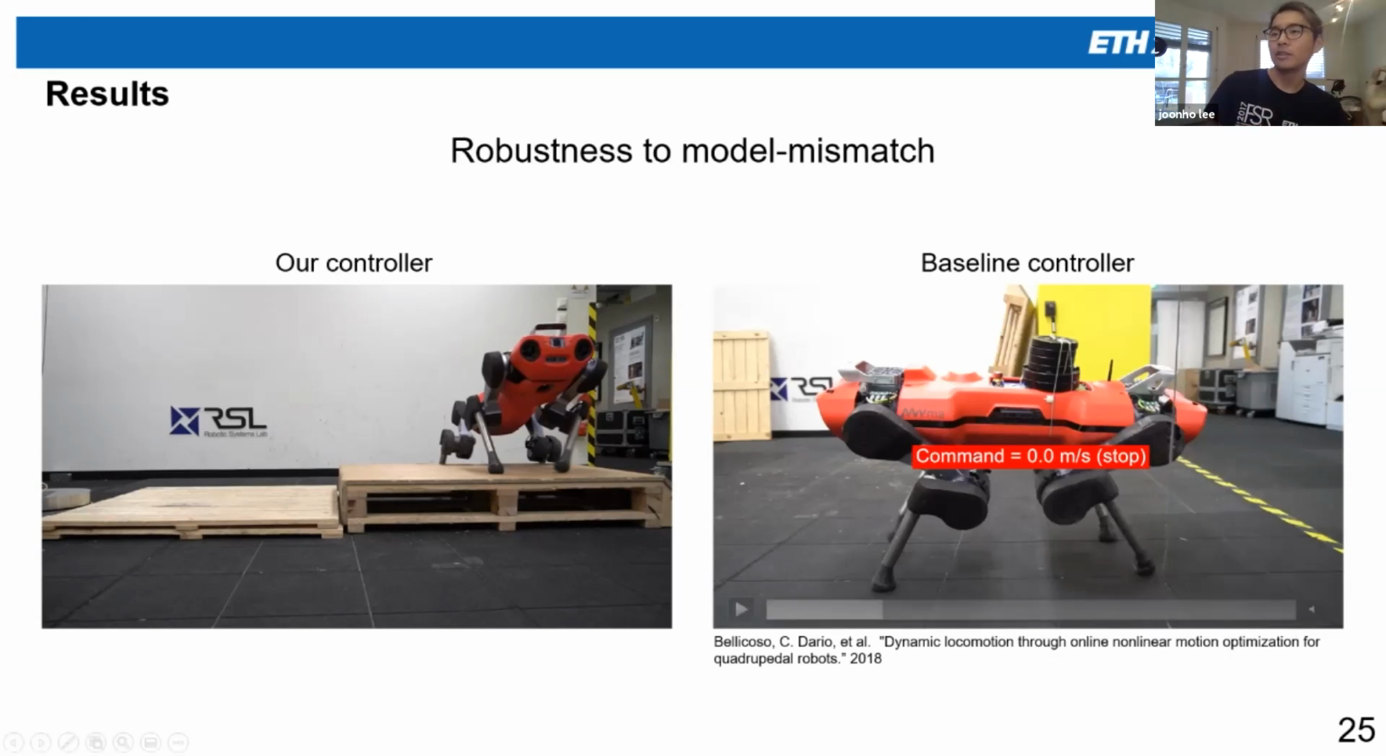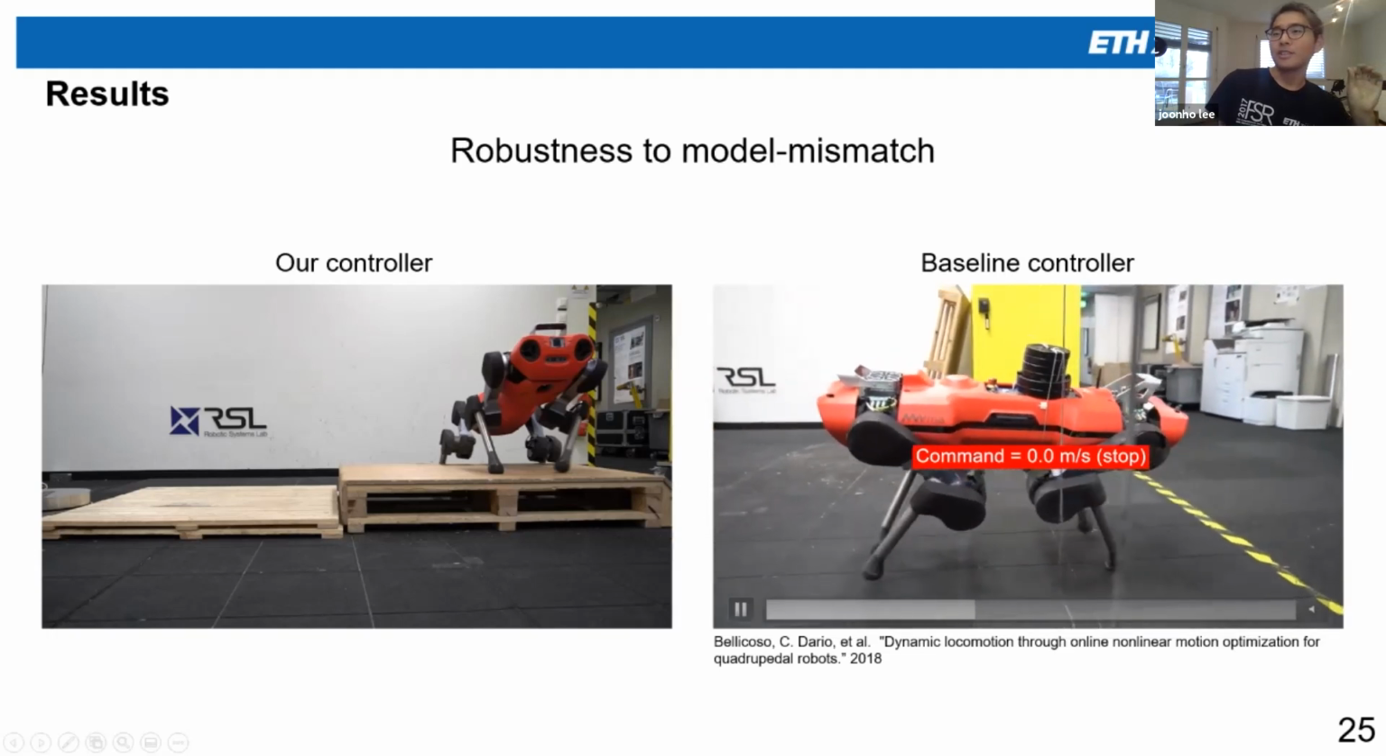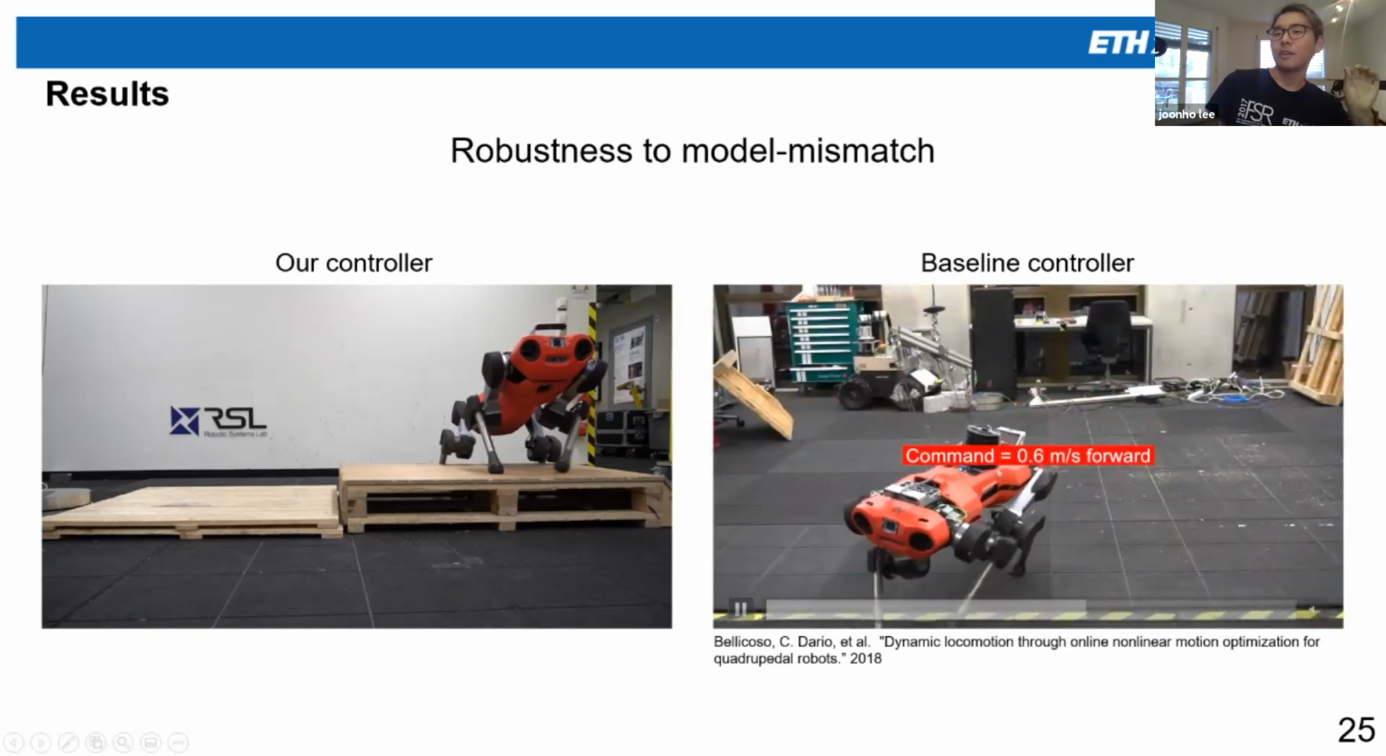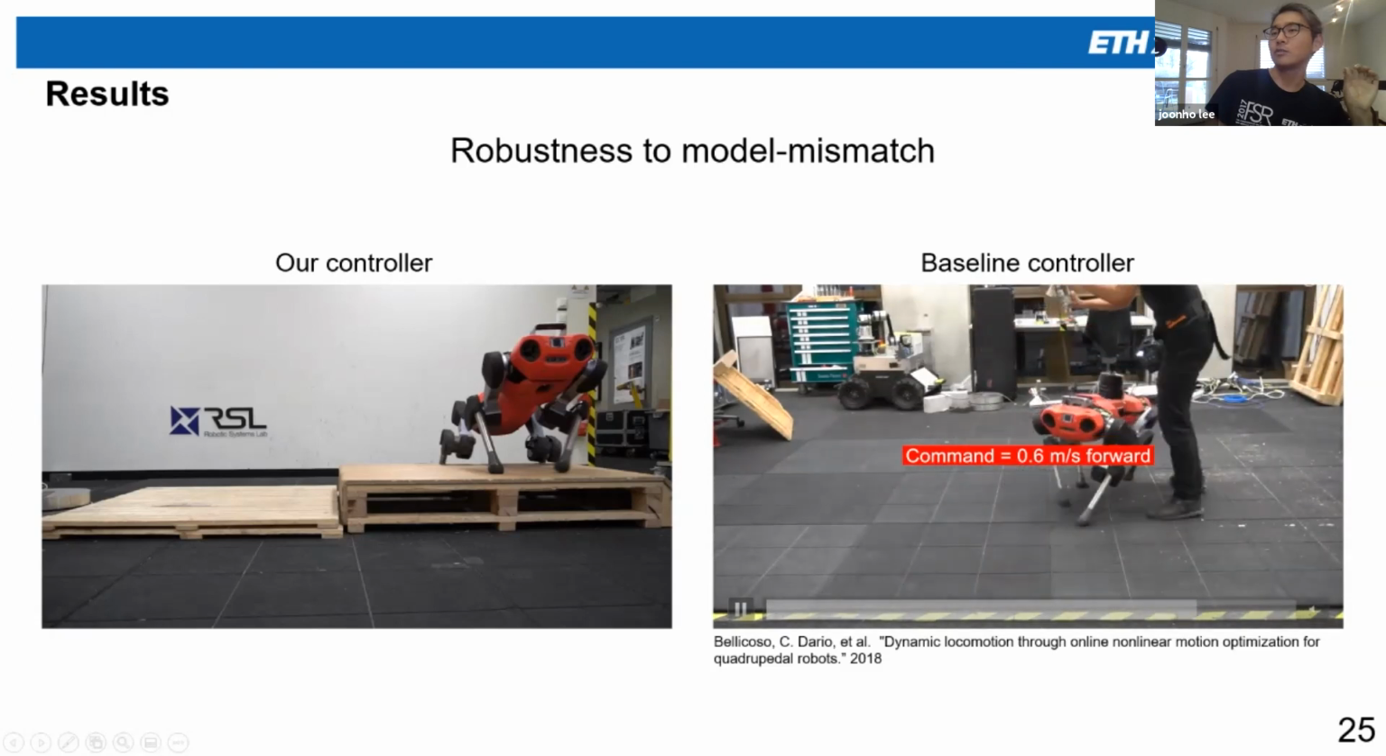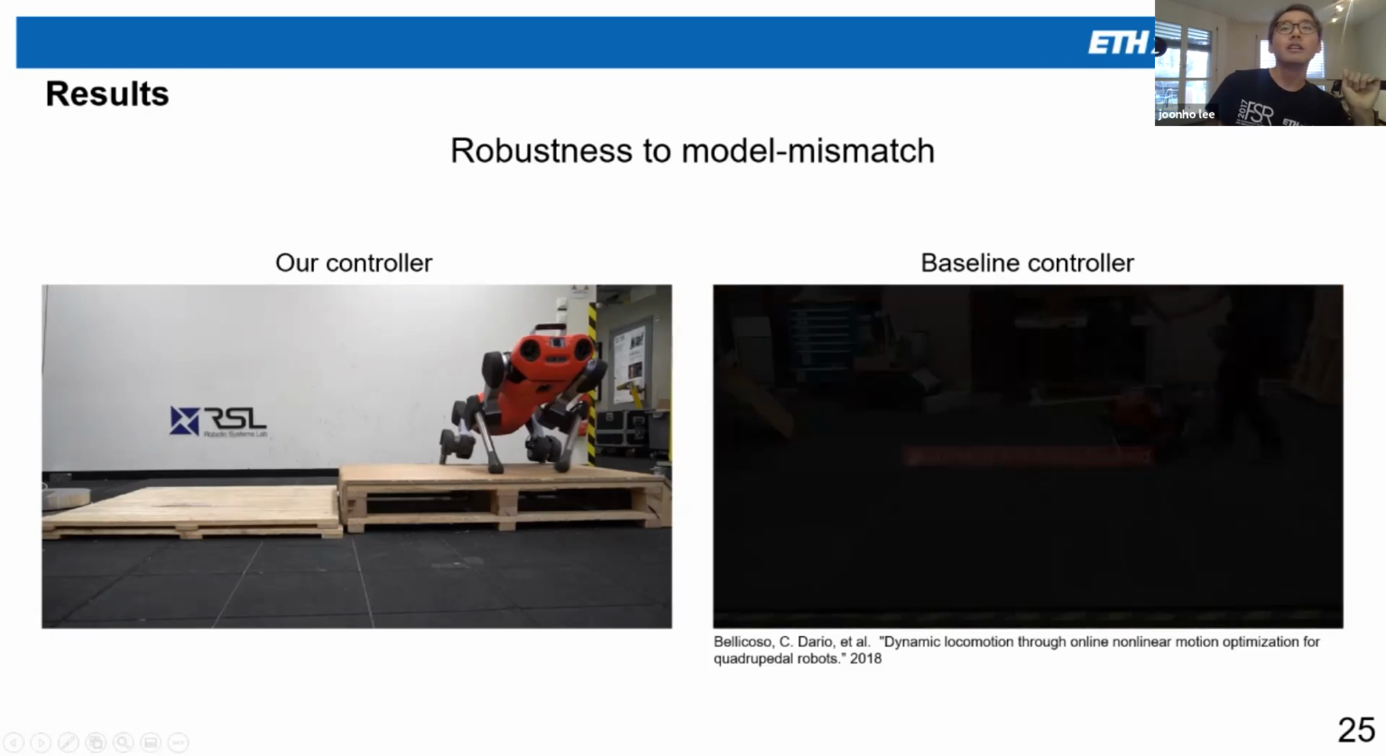So here we commanded 0 velocity to the model-based controller. And yeah, you can see that it's somehow drifting forward. And yeah, the controller gets super robust. So this was also a nice result.